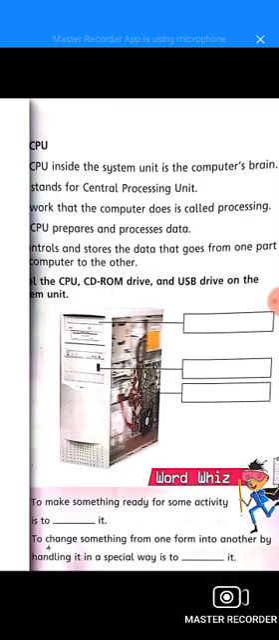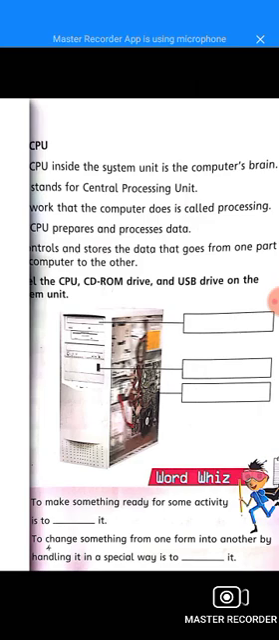Next is CPU. CPU is the brain of computer. Your brain is in your head, and this is the picture of computer brain. CPU, Central Processing Unit. The work that computer does is called the processing. What is the function of this CPU? To prepare the data and to process the data. It controls and stores the data that goes from one part of computer to another.